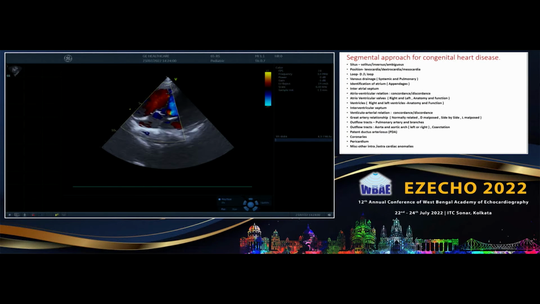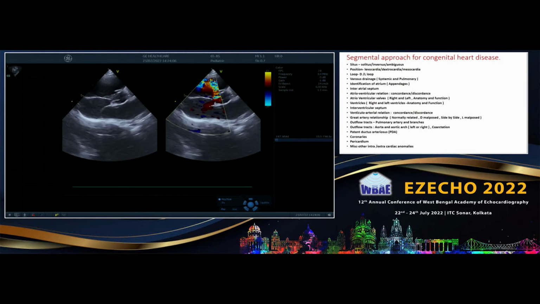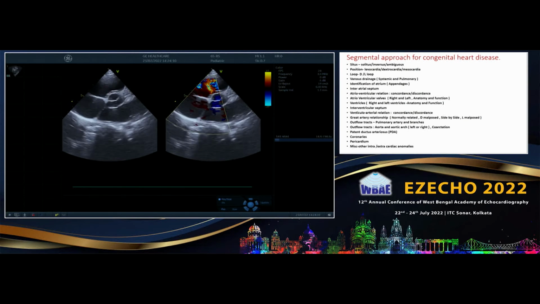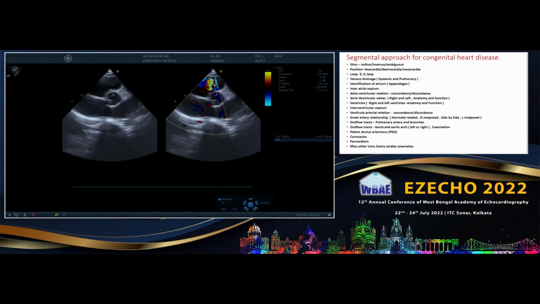So here we are seeing the right coronary cusp there. I'm telling the location of the perimembranous VSD is in relation to the non-coronary cusp. So this is the non-coronary, this is right and left. This is coming from the zone of the non-coronary, right coronary junction.